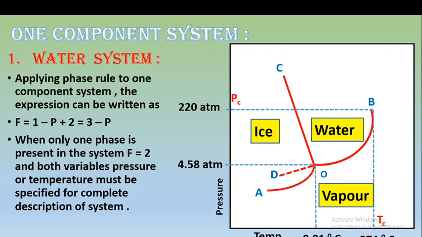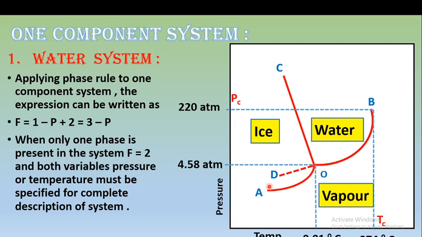So the point B corresponds to the critical temperature and critical pressure. That is, the critical pressure is 220 atmosphere and the critical temperature is 374 degrees Celsius. And at a triple point, these three phases meet at equilibrium, that is ice, water and vapor. These three phases meet at a point O. Therefore, it is called a triple point. The temperature and pressure corresponding to the triple point are: temperature is 0.01 degrees Celsius and pressure is 4.58 atmosphere.